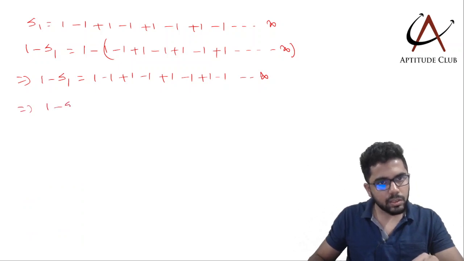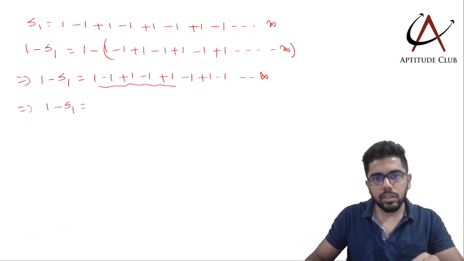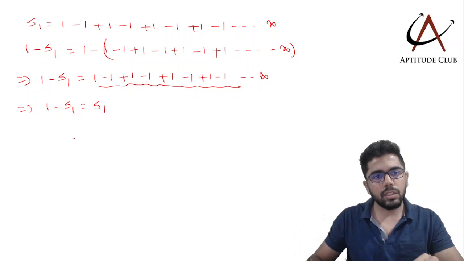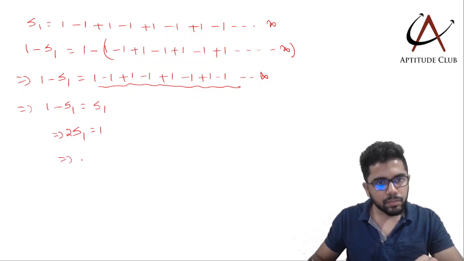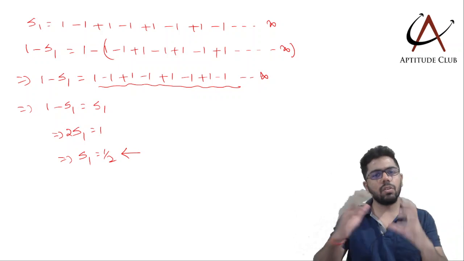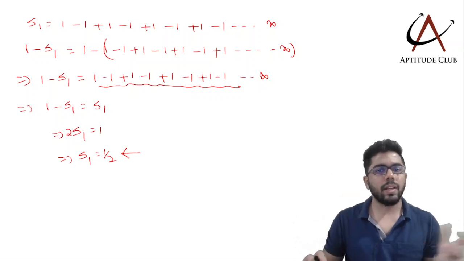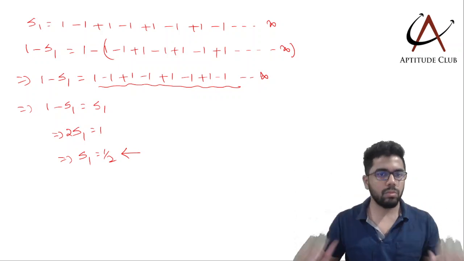So RHS basically looks like S1, isn't it? So 1 minus S1 is equal to S1. So I get 2S1 is equal to 1, which gives me S1 is equal to 1 by 2. This is called Grandi's series, the infinite series, and the sum S1 is 1 by 2.